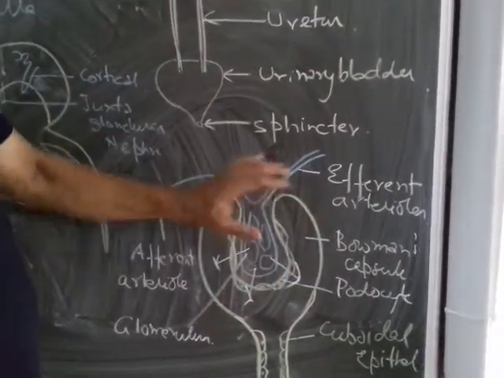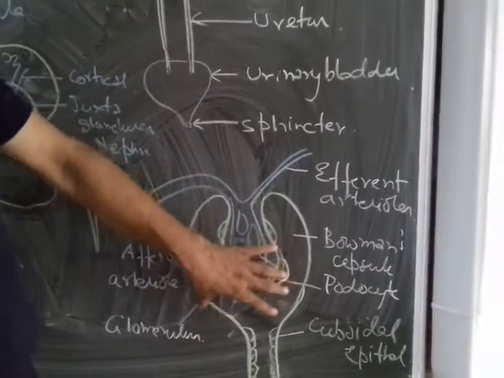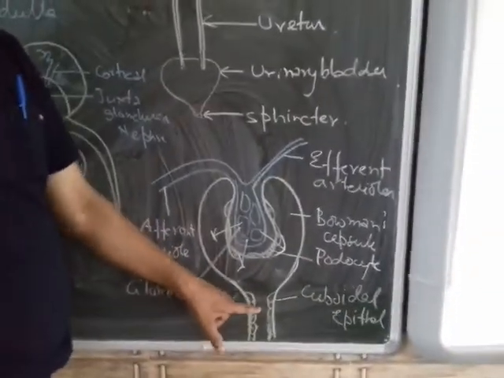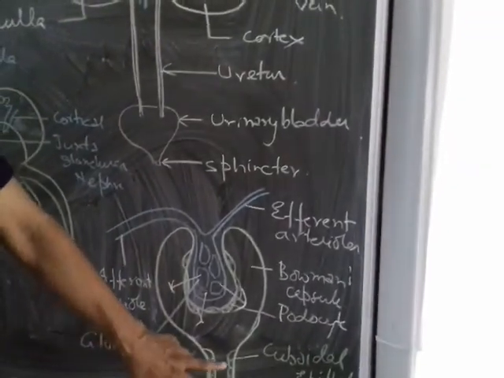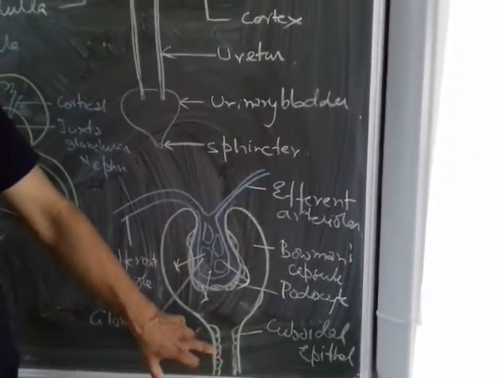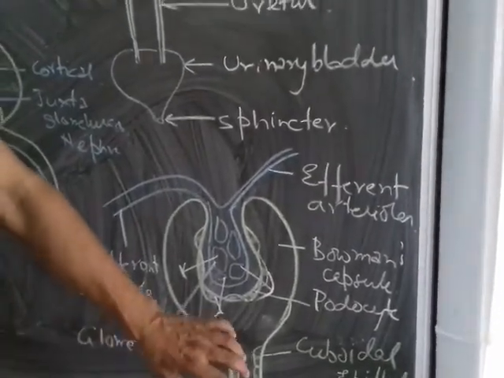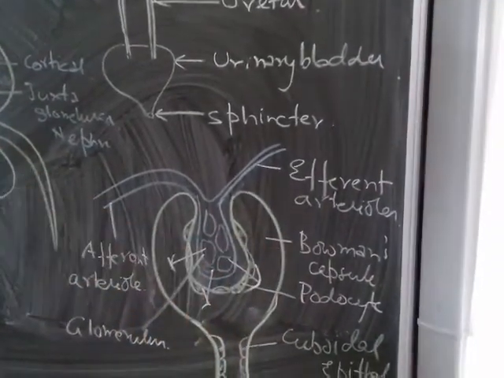Now the glomerulus and the Bowman's capsule together, we call it the Malpighian body. And this is the start of the PCT, the proximal convoluted tubule, which is lined by what we call the brush bordered cuboidal epithelial cell, whose function is reabsorption.